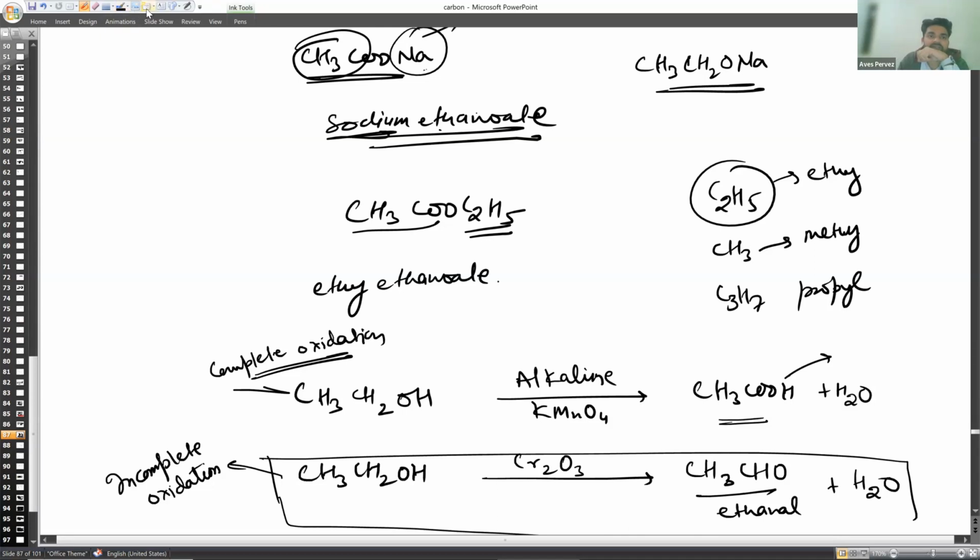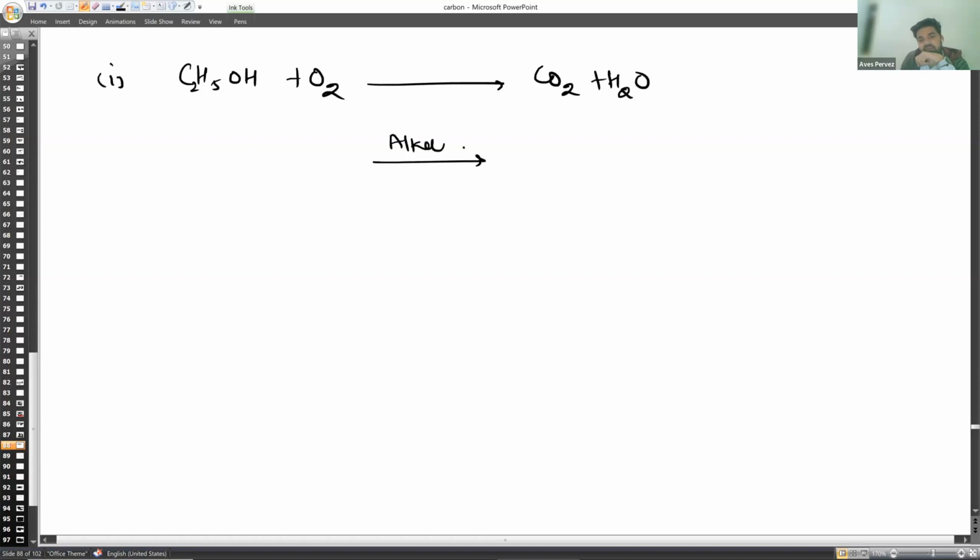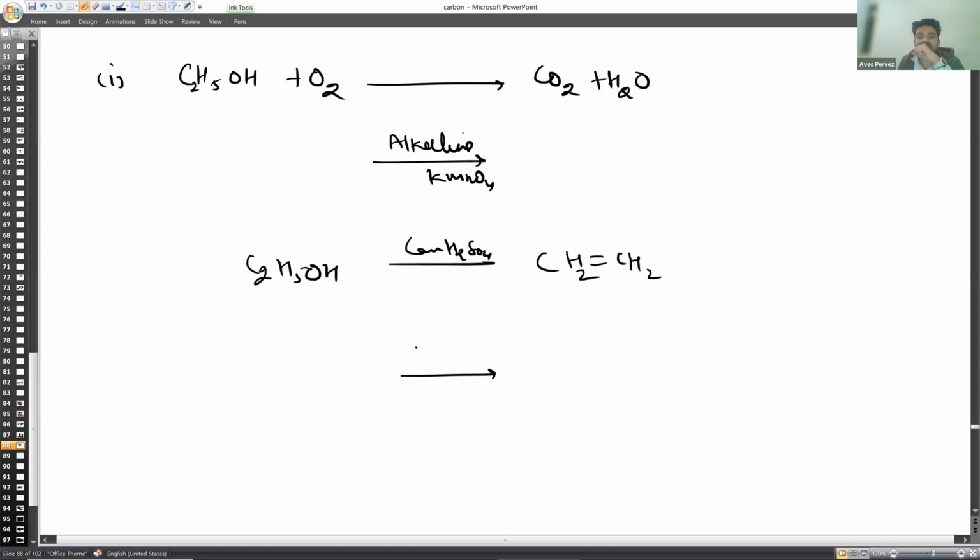How many chemical properties do we have for alcohol? One is simple combustion: C2H5OH burned in the presence of oxygen gives you CO2 plus water. That is the first property. The second property is with alkaline KMnO4. The third property is when it is treated with concentrated H2SO4, then it gives you the 2-carbon alkene, CH2=CH2. The fourth property is when, instead of alkaline KMnO4, it is treated with Cr2O3, chromium oxide, then it gives you ethanal, CH3CHO.